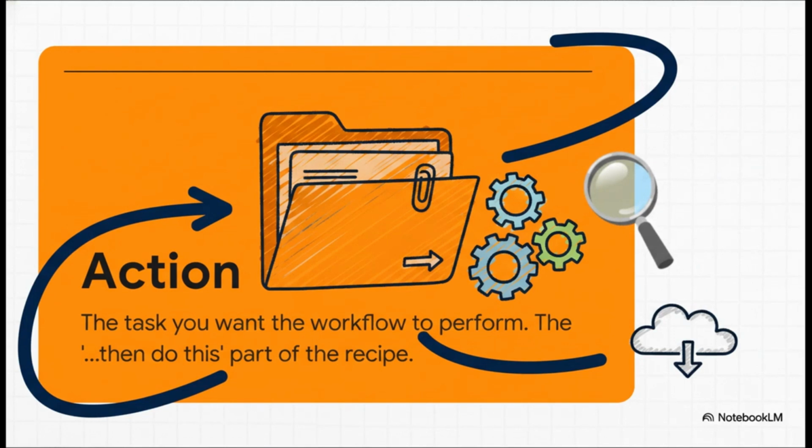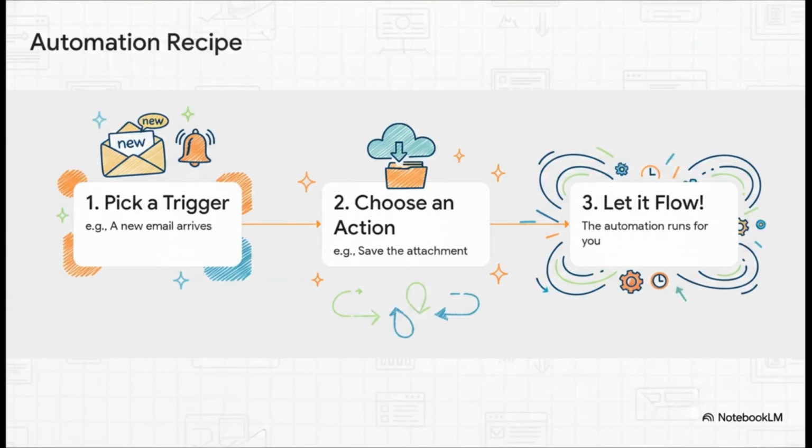And the second ingredient, that's the action. This is what you want to happen right after that trigger fires. It's the "then do this" part of the recipe. So, to finish our example, save that attachment to my invoices folder. See? When this happens, do that. And that's pretty much the whole recipe in 3 simple steps. You pick a trigger, like a new email shows up. You choose an action, like saving its attachment. And then you just let it flow. The automation runs in the background for you 24/7 without you ever lifting a finger.